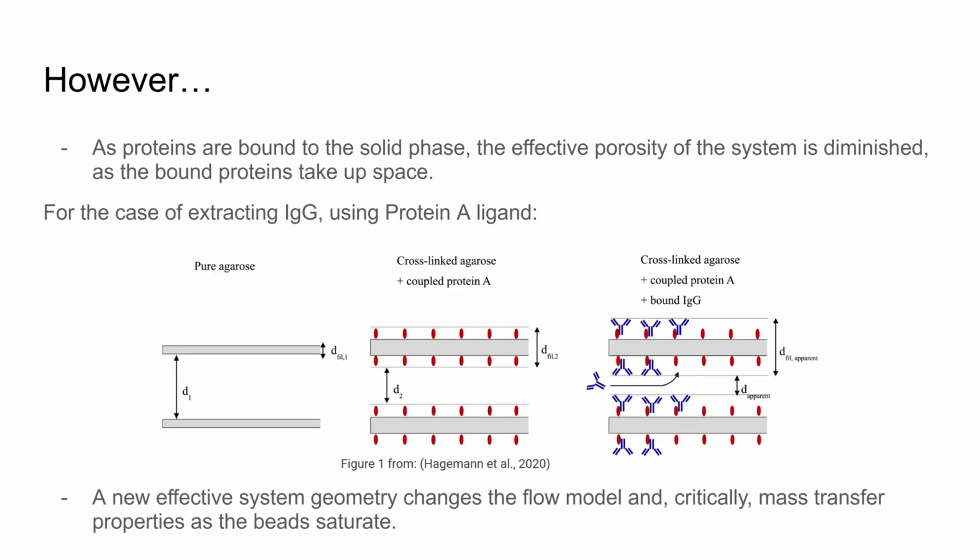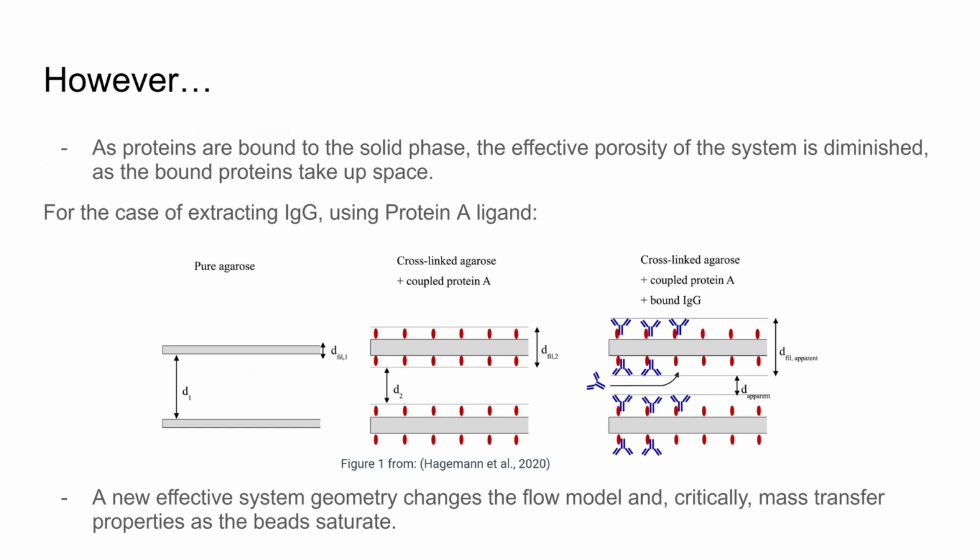There is, however, a special consideration to be taken into account when it comes to affinity chromatography. As proteins interact and bind to the ligands, which are already bound to the agarose beads, the solid phase, we find that these proteins take up space, obviously, and if the protein in question is comparable in size to pore dimensions, as is the case, for example, with immunoglobulin G, the most common antibody found in our blood, we find that they take up enough space to shrink the effective pore diameters and therefore intraparticle porosity. This phenomenon changes flow models and mass transport properties of the system as beads saturate with the bound protein.